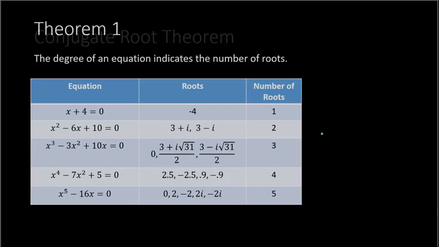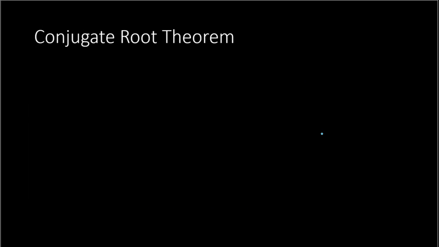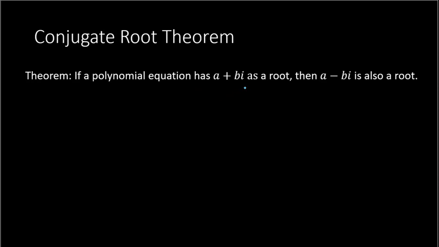The next theorem is called the conjugate root theorem. This says that if a polynomial equation has a plus bi as a root, then its conjugate, a minus bi, is also a root. Now keep in mind a and b are just any numbers. So for example, if 3 minus 4i is a root, then 3 plus 4i would also be a root. And remember, i is the imaginary number.